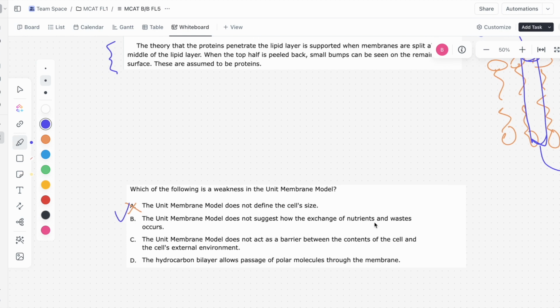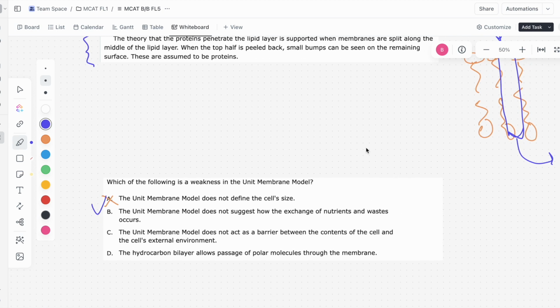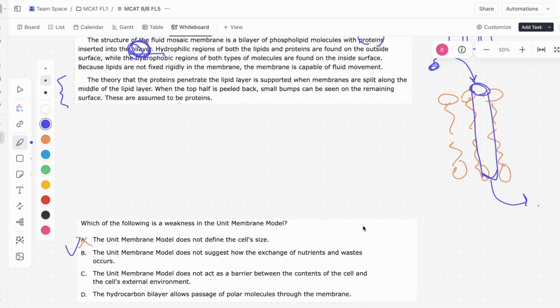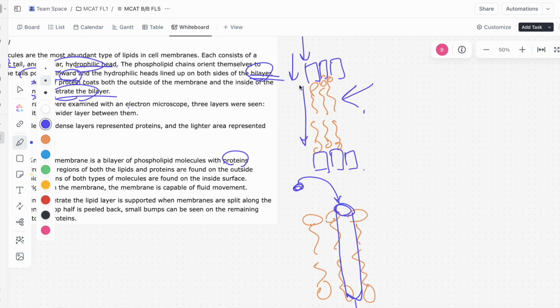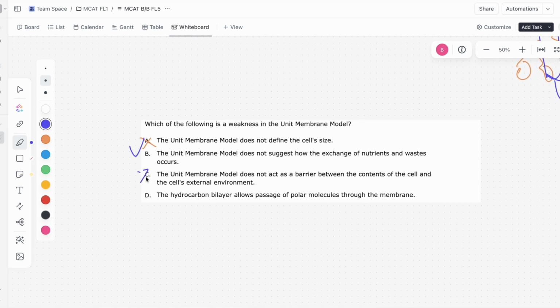It doesn't suggest how nutrients and wastes would go through the bilayer, whereas the fluid mosaic model does suggest a way for this to occur. But let's take a look at C. The unit membrane model does not act as a barrier between the contents of the cell and the cell's external environment. That's not necessarily true. Even if this model was the correct model, this would protect the inner contents of the cell from the outer contents of the cell. So C is not necessarily a correct answer or a weakness of the unit membrane model.